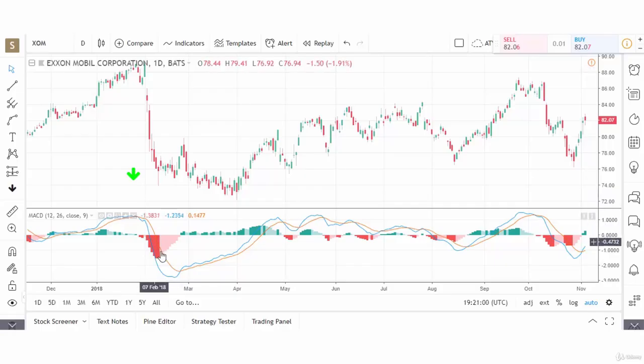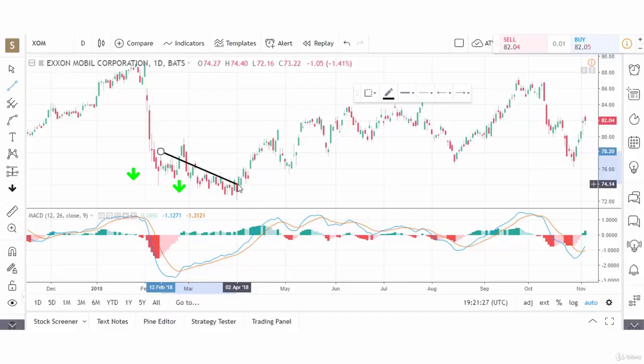The MACD drops along with the stock, and then we get another crossover of the MACD here. And this is a bullish cross of our blue MACD line above the red 9-day line. We get a short rally in the stock, but then the stock continues down here as the MACD continues up.